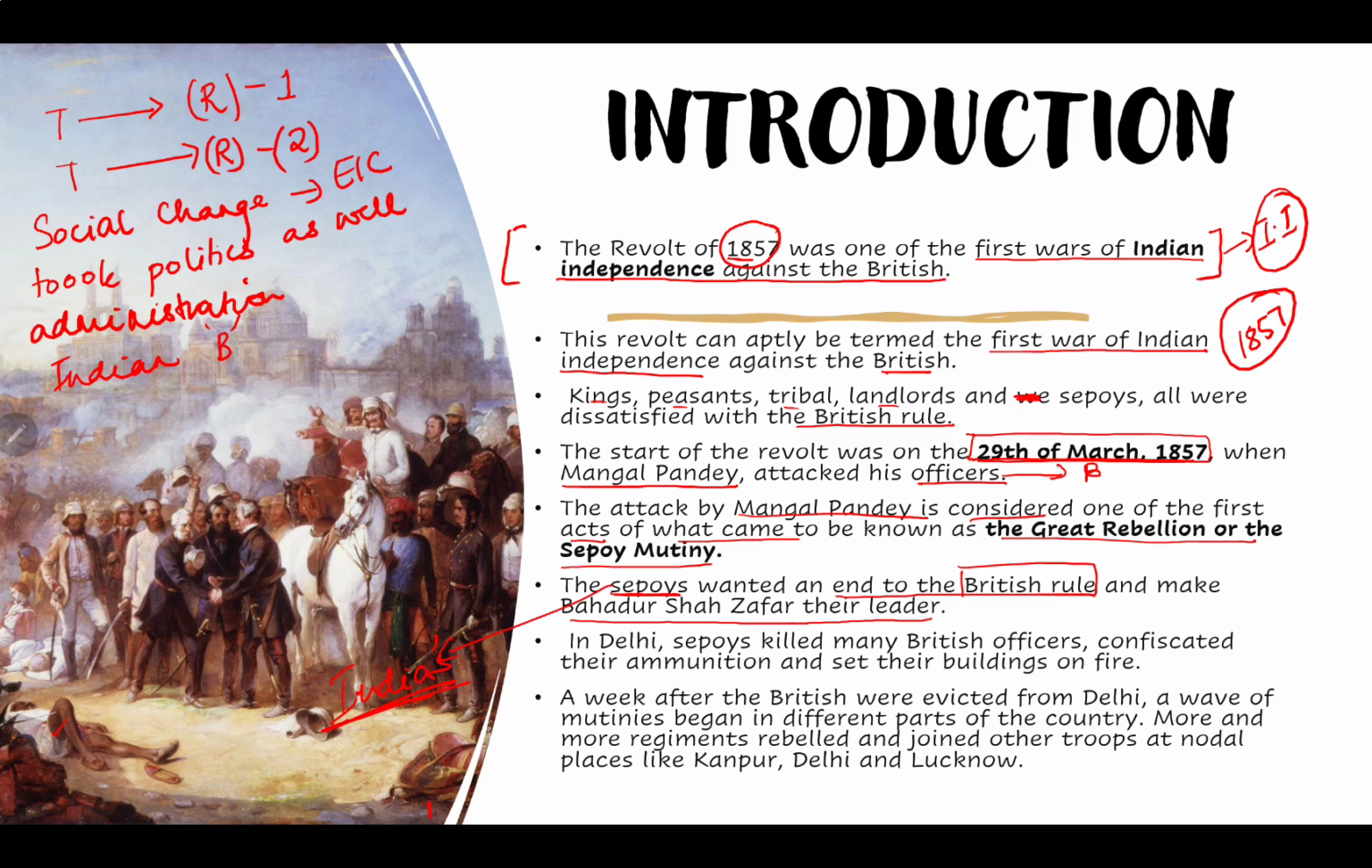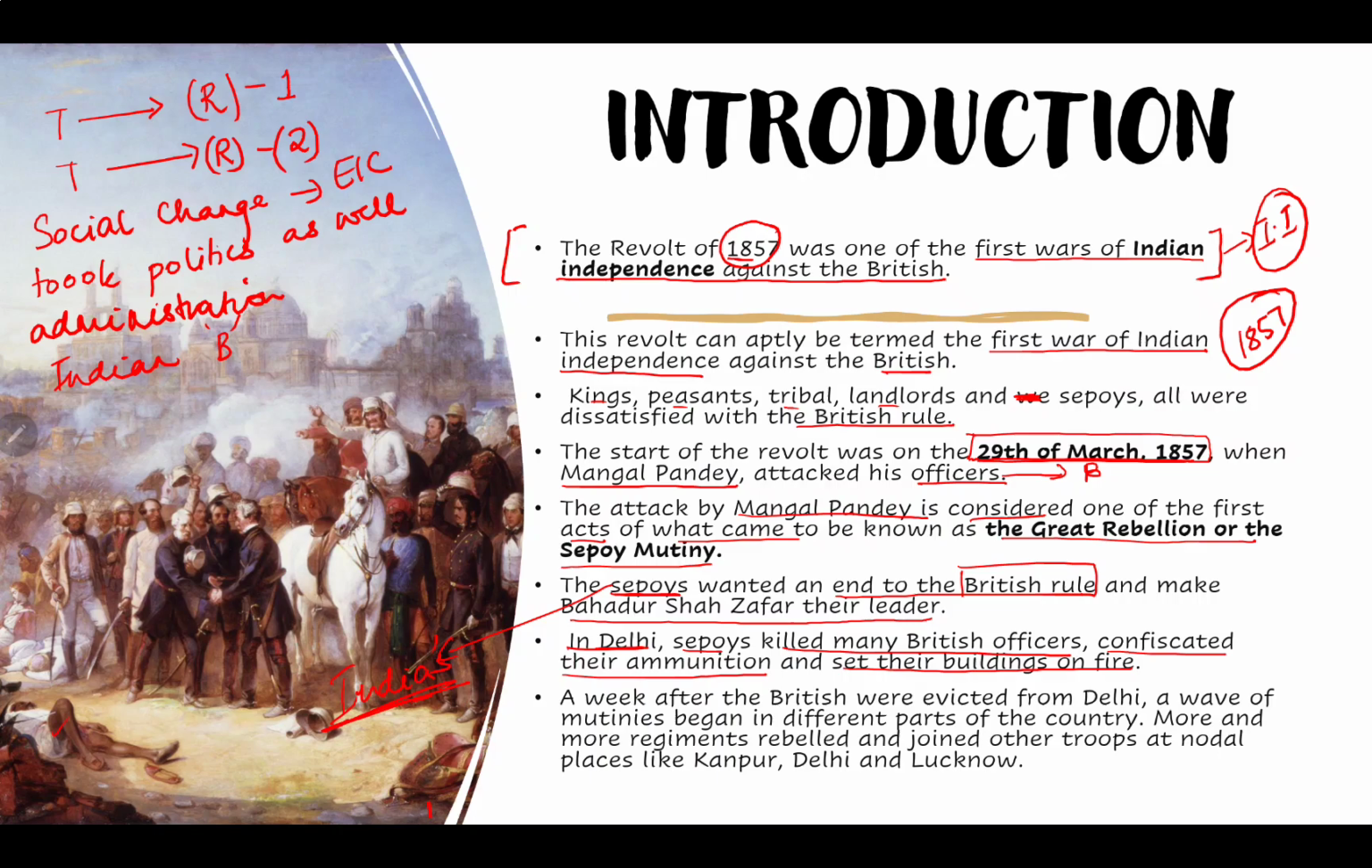Now we are talking about a place, Delhi. In Delhi, the sepoys killed many British officers, confiscated their ammunition, and set their buildings on fire. What did they do in Delhi? The Indian sepoys killed the British officials, and they also took the ammunition, meaning guns, bullets, and many other things.